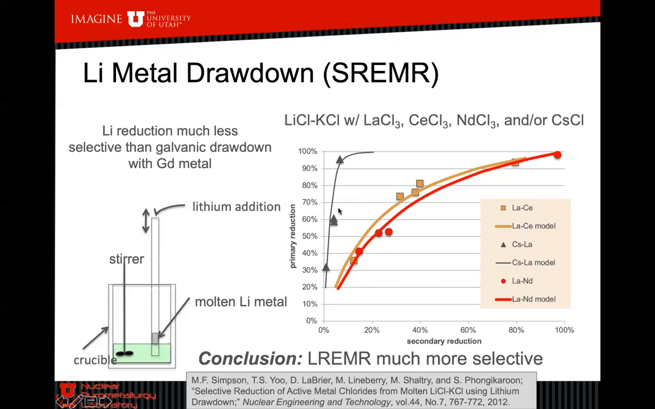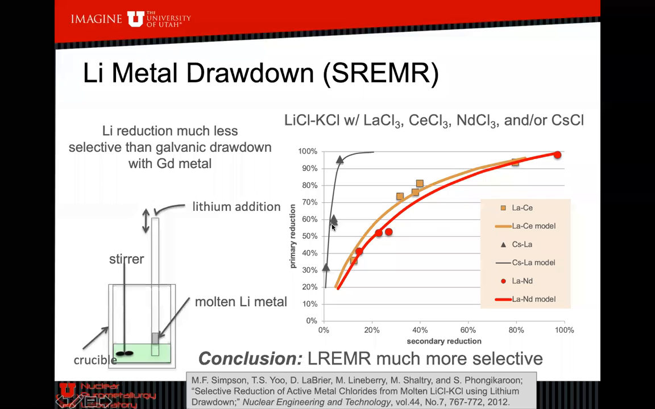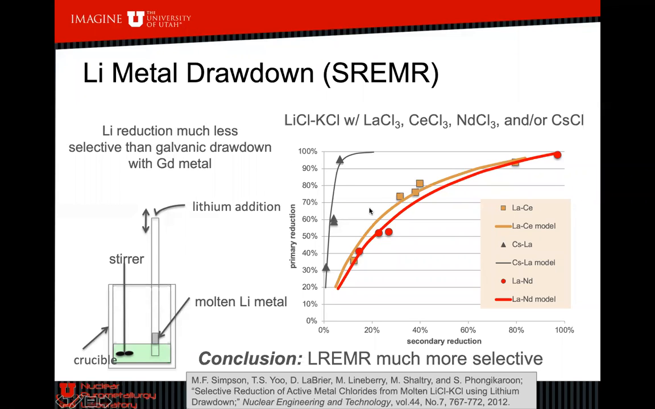If we use cesium and lanthanum, it's pretty good, but cesium should be way more stable in the salt than lanthanum. But still, we were getting some cesium reduction. So in this case, we found that the short range reduction was much less selective than the long range reduction.